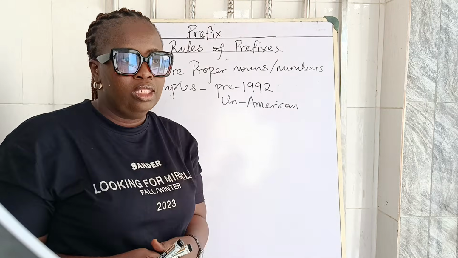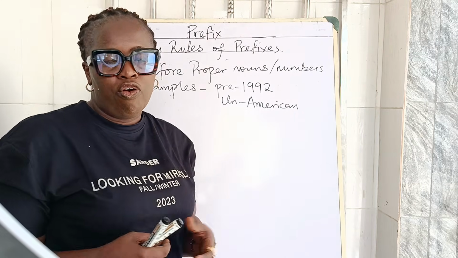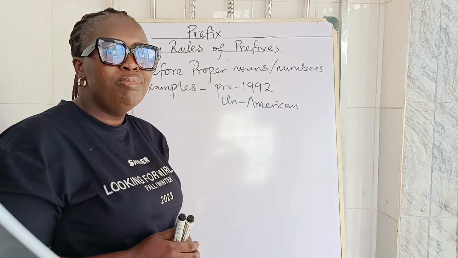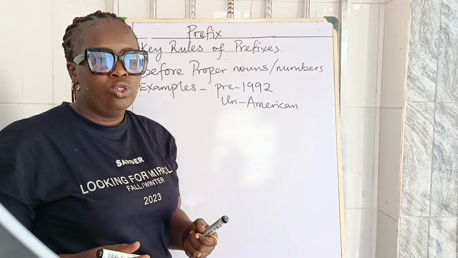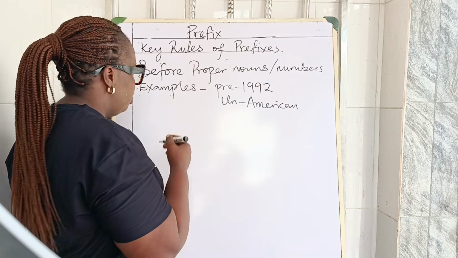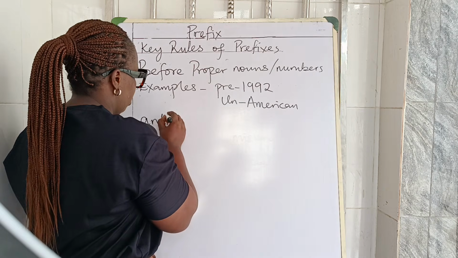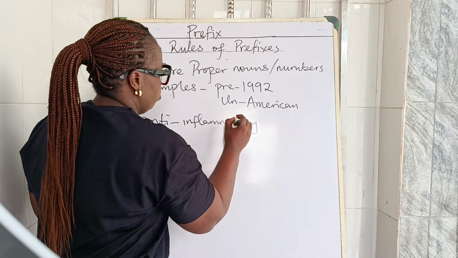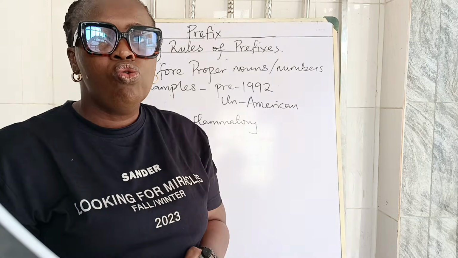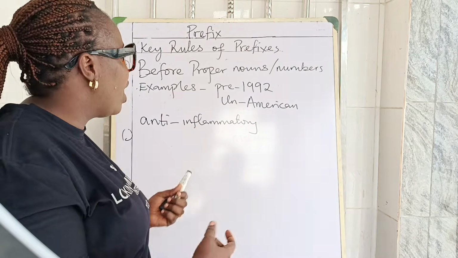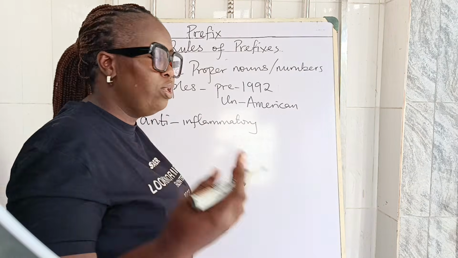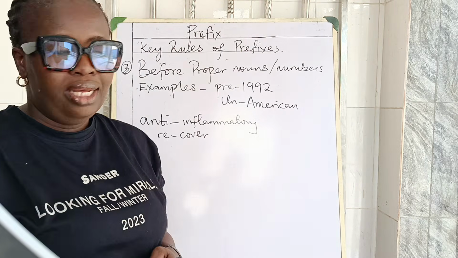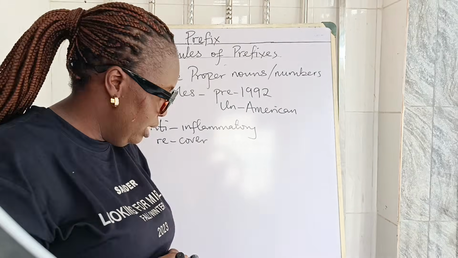We can also use the hyphen to separate identical vowels or to prevent misreading. An example is when you want to write anti-inflammatory. You put your hyphen here for them to know what you want to say, or you want to say re-cover. Re-cover, remember, is to guide us to read, right? Re-cover, and so on.